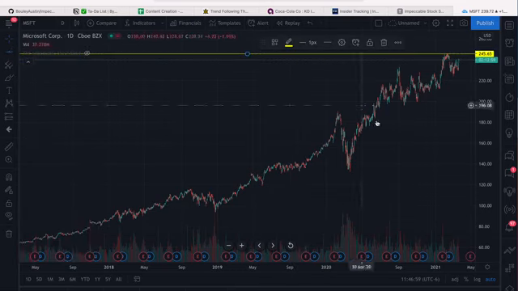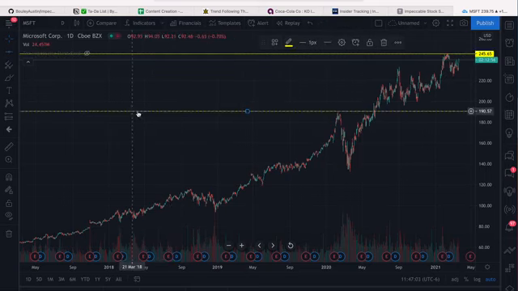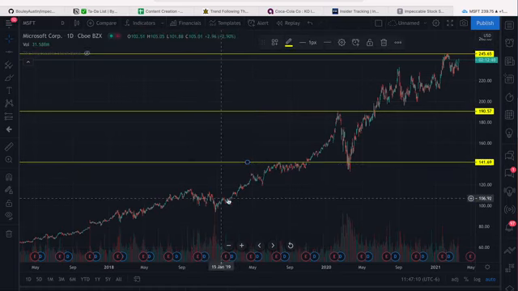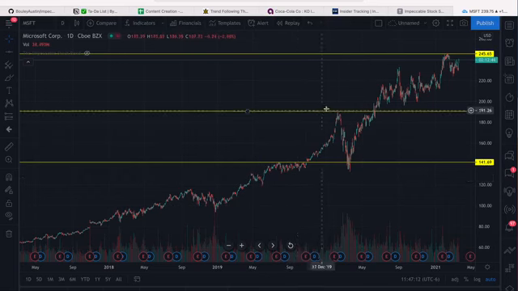I can see, okay, a resistance line is right here. Why? Because it topped out right there. Let's do another one. Here is another resistance line. Why? Because it topped out there as well. And we can do another one and another one and another one and another one. So these are all resistance lines.